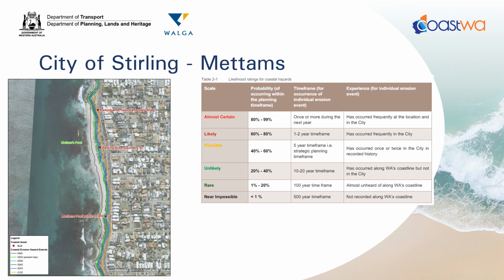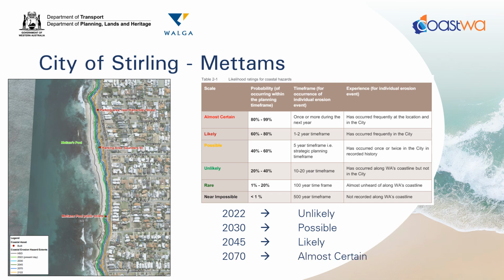So when we go back to our assessment of likelihood, where that parking area at Saunders Street sits, we end up that 2022 is unlikely, 2030 possible, 2045 likely, 2070 almost certain, and 2120 almost certain.